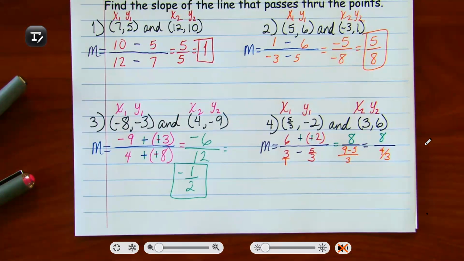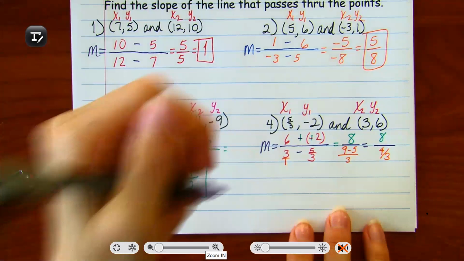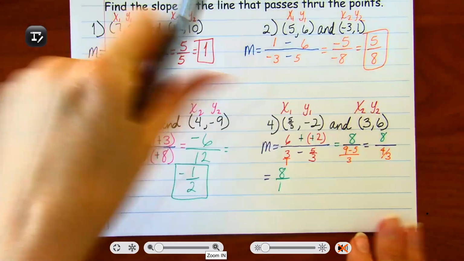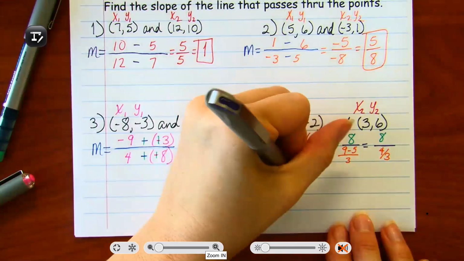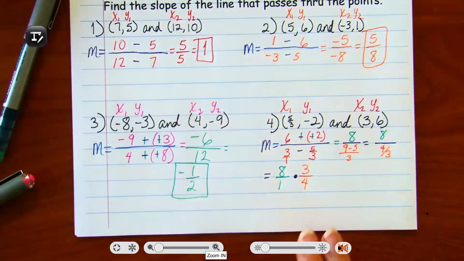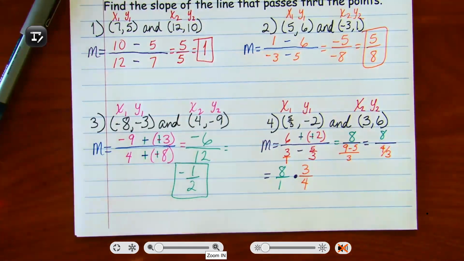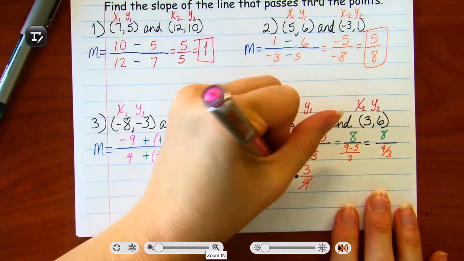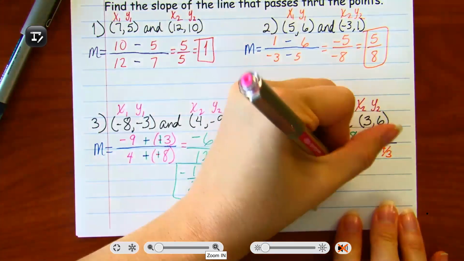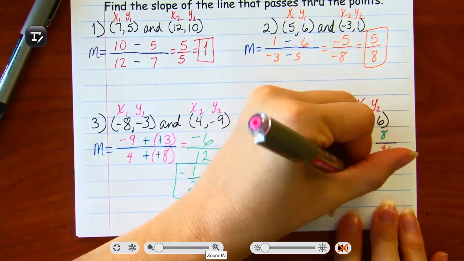So I'm dividing by a fraction. And so I'm just going to flip that fraction and multiply. So it turns into 8 over 1 times 3 over 4. Okay, and then 4 goes into 8 2 times. 2 times 3 is 6, so 6 over 1, which is just 6.